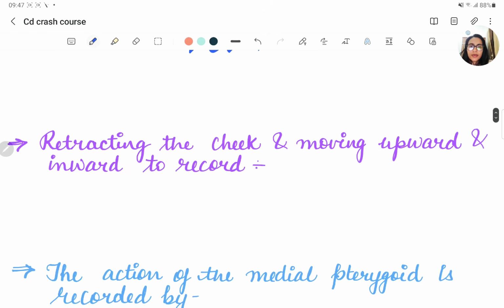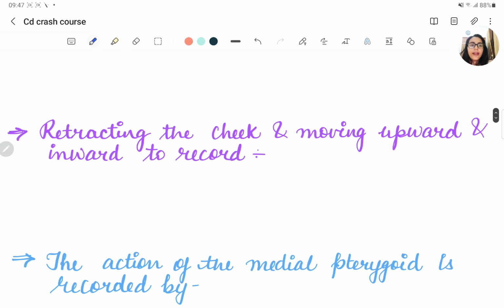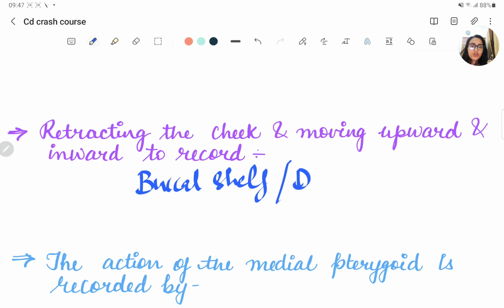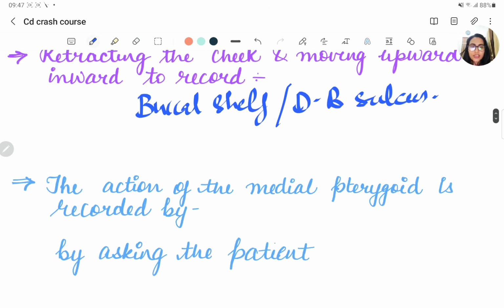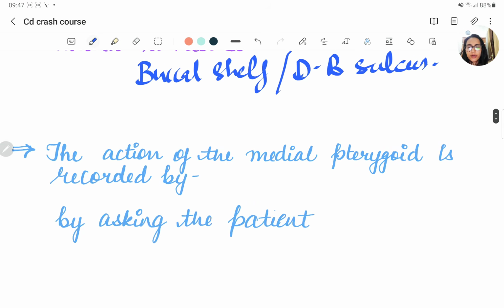Then retracting the cheek and moving upward and inward is done to record the buccal shelf area, or you can say the distobuccal sulcus. The action of medial pterygoid is recorded when we ask the patient to close the mouth forcefully against resistance.